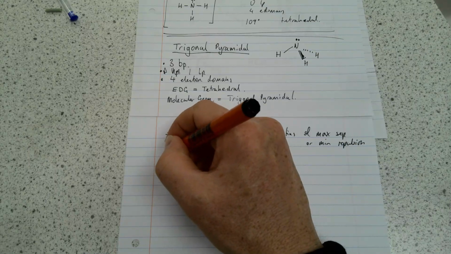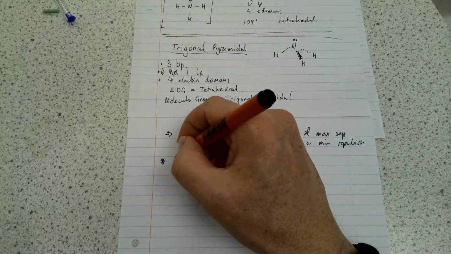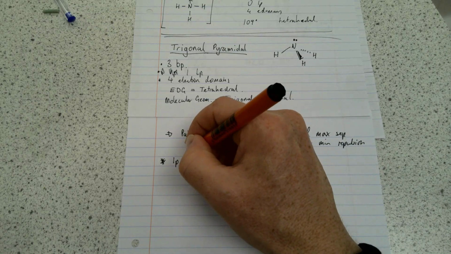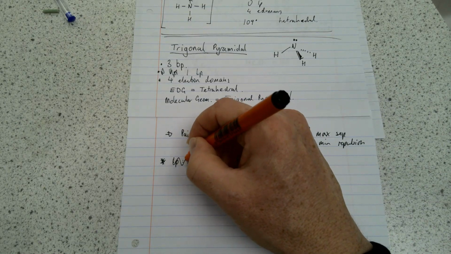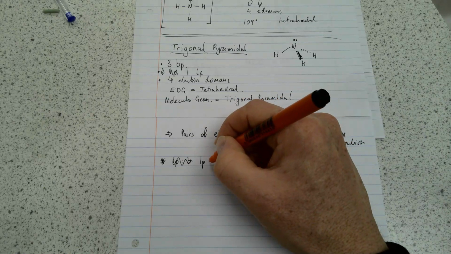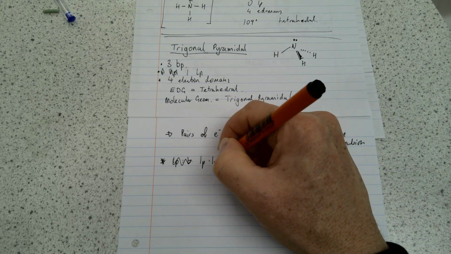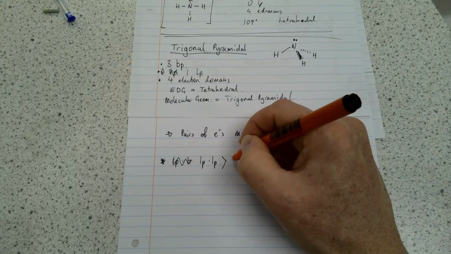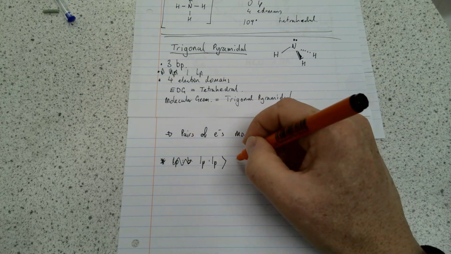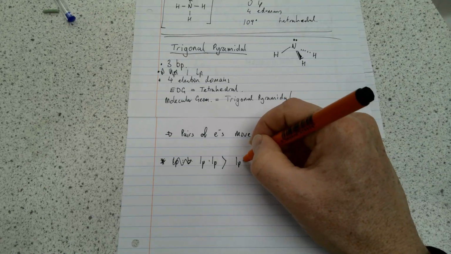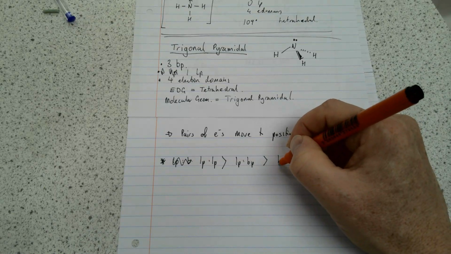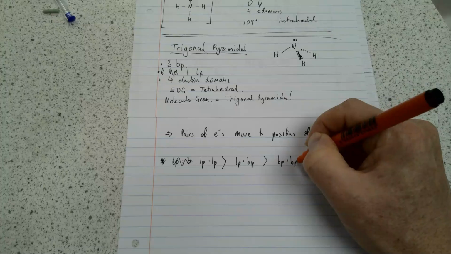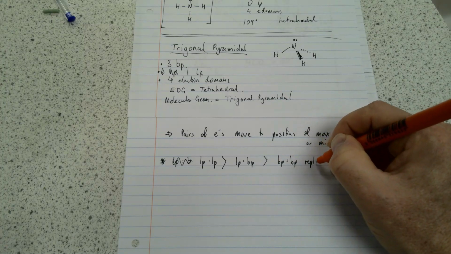But the extra detail we must add when we've got lone pairs is that lone pair to lone pair repulsion is greater than, and that will become important in a bit, lone pair to bonding pair repulsion, which is greater than bonding pair to bonding pair repulsion.